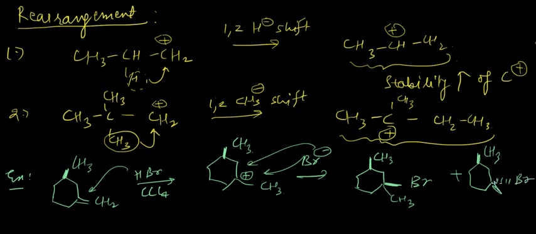Okay, just draw a dash here and a wedge here. So this is not an enantiomer, this is more of a diastereomer. Why? Because this CH3 was already above the plane, as already given in the question itself. So this is a diastereomer.